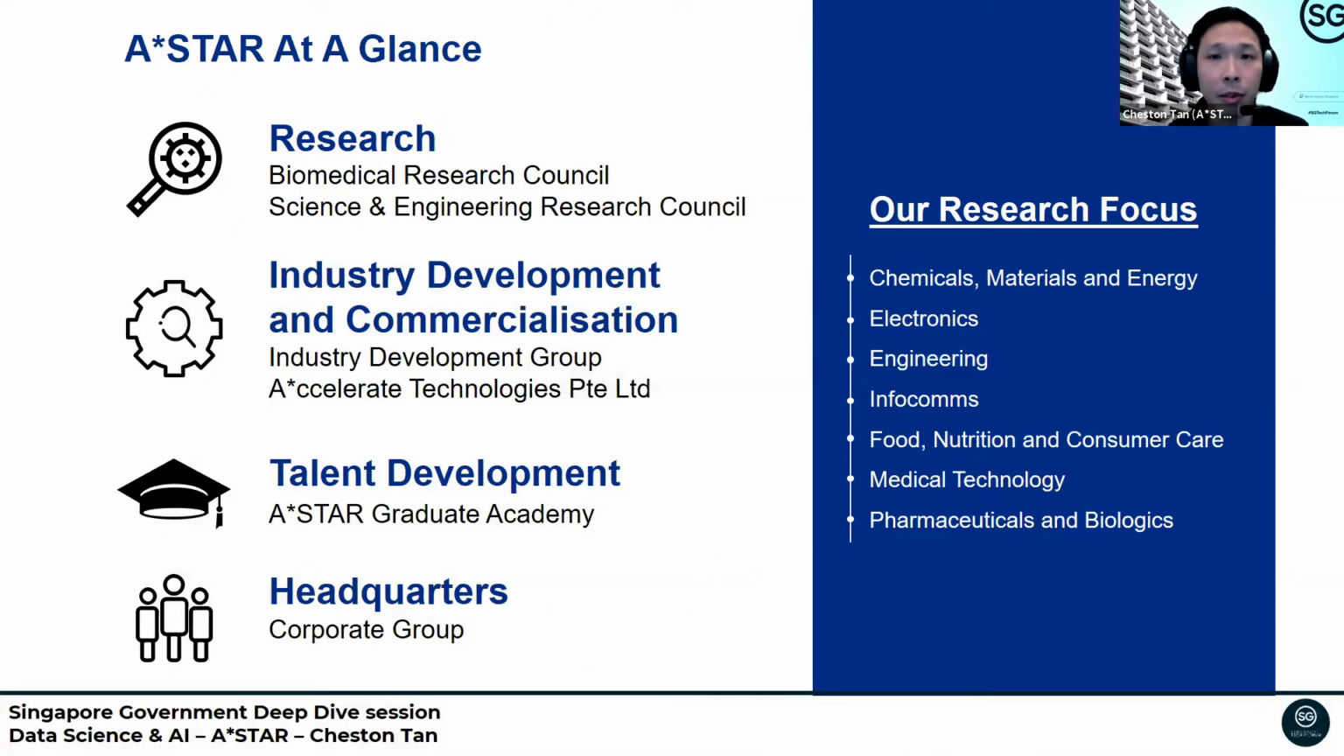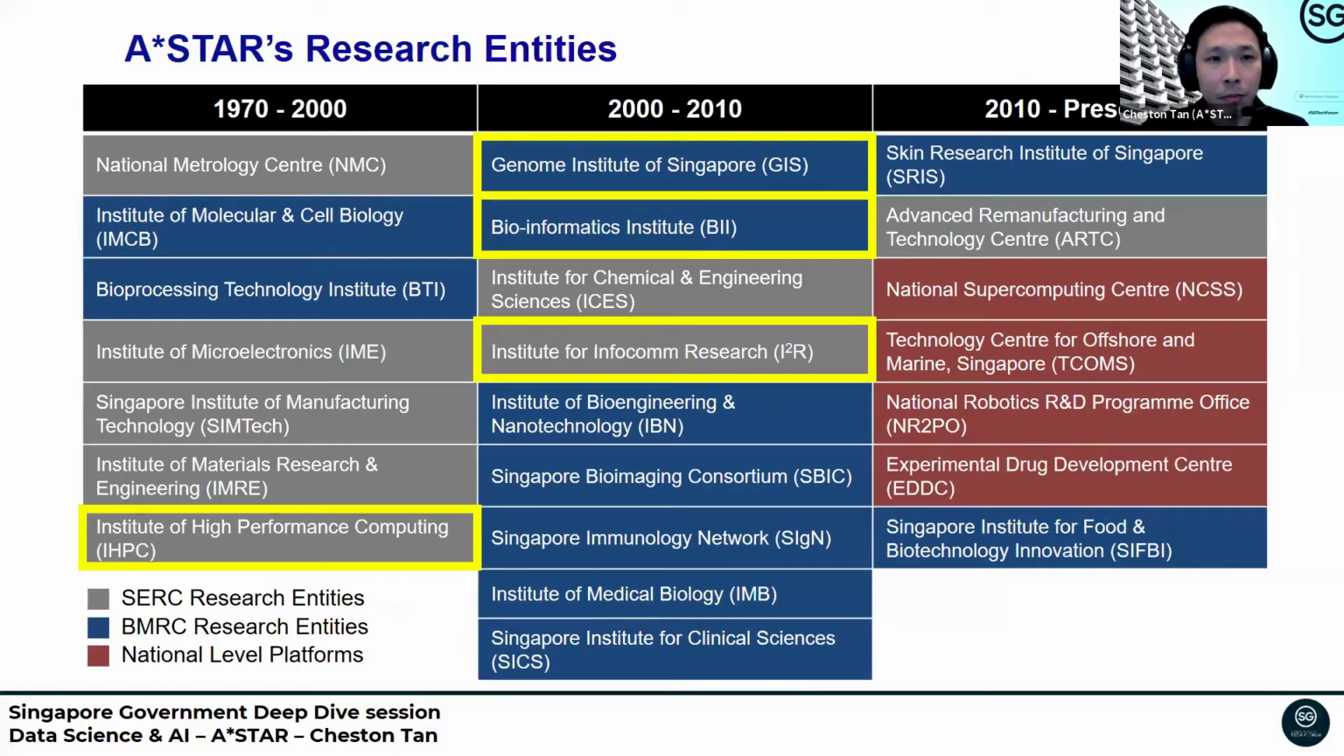In fact, 40% of our researchers come from 60 different countries, right? And roughly speaking, it's 50-50, those with PhDs and those without. There are other parts of A-Star that support the research, including industry development, talent development, and so on. And I will not say too much about those.